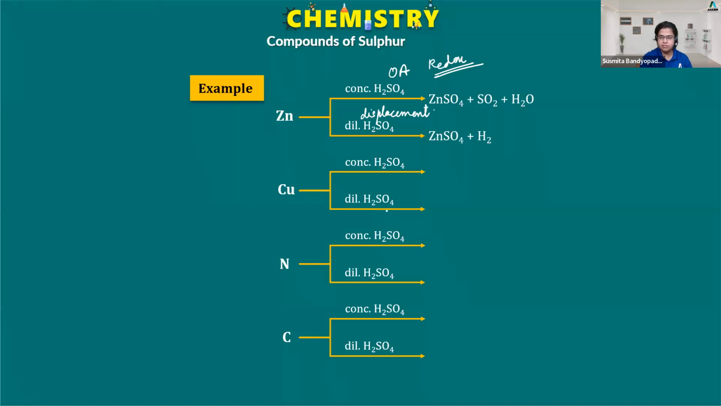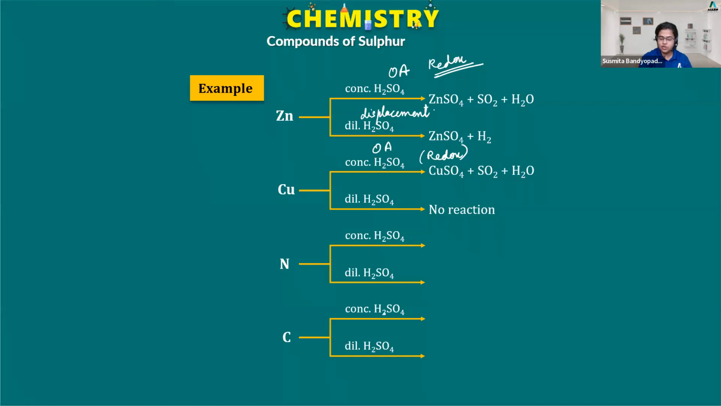Copper: hydrogen is above copper in the reactivity series. With dilute acid, no reaction. With concentrated, yes, because there it is not participating in a displacement reaction. H2SO4 is the oxidizing agent and copper is the reducing agent. It's taking part in a normal redox reaction. So copper can react with concentrated H2SO4 because there it participates in a redox reaction. In the dilute one, it's below hydrogen in the reactivity series.